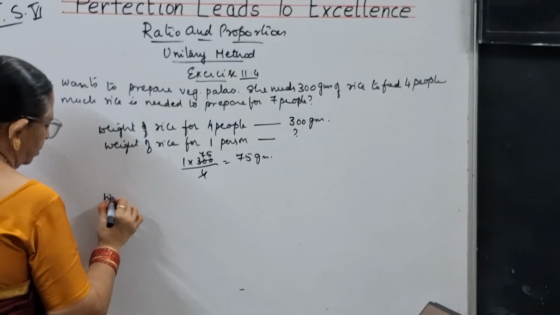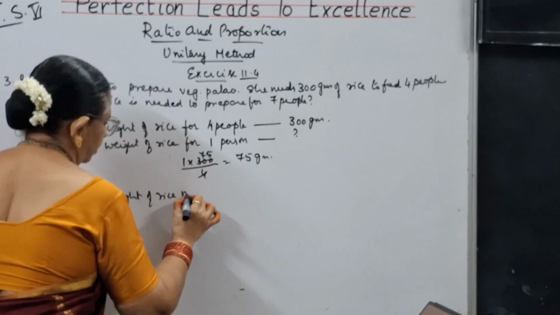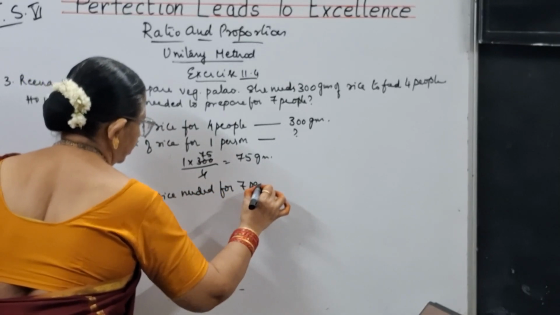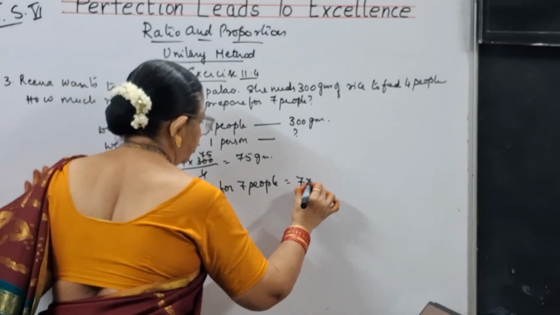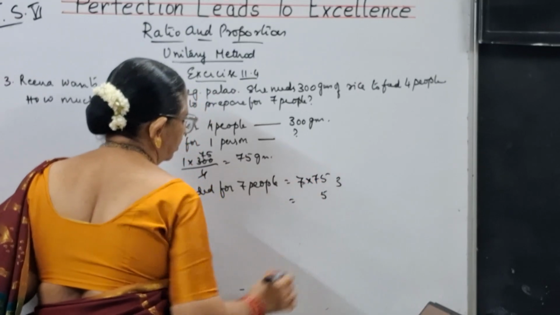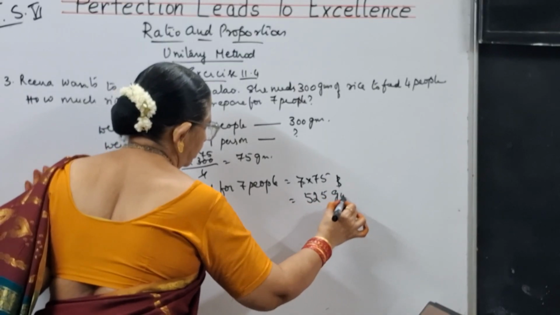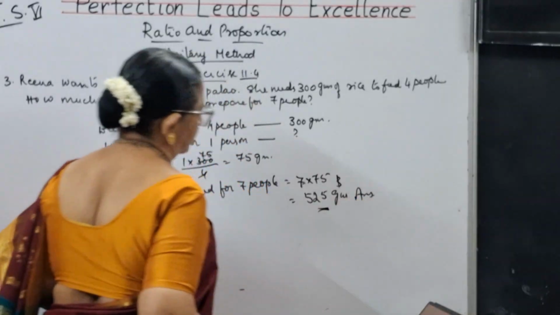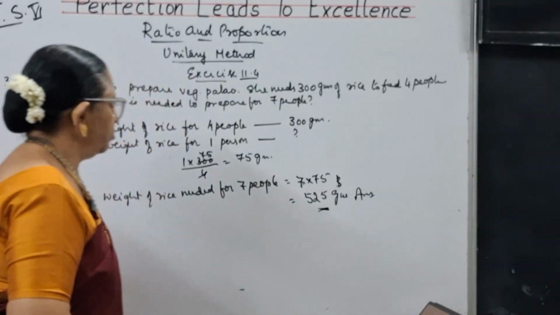So weight of rice needed for 7 people is equal to 7 multiplied by 75. 7 fives are 35, 7 sevens are 49, 52. 525 grams of rice is needed. This is the answer for this third problem, children. Please note it down.